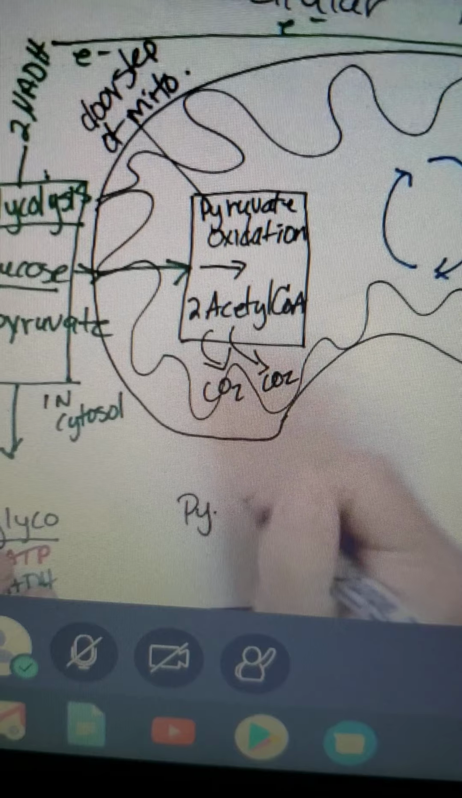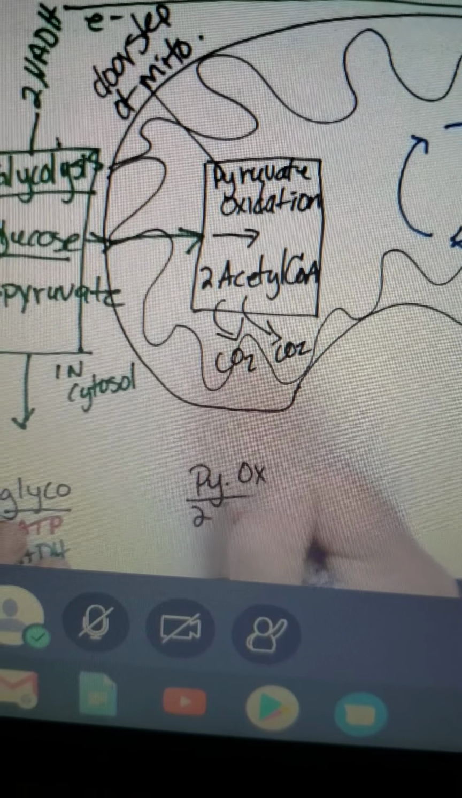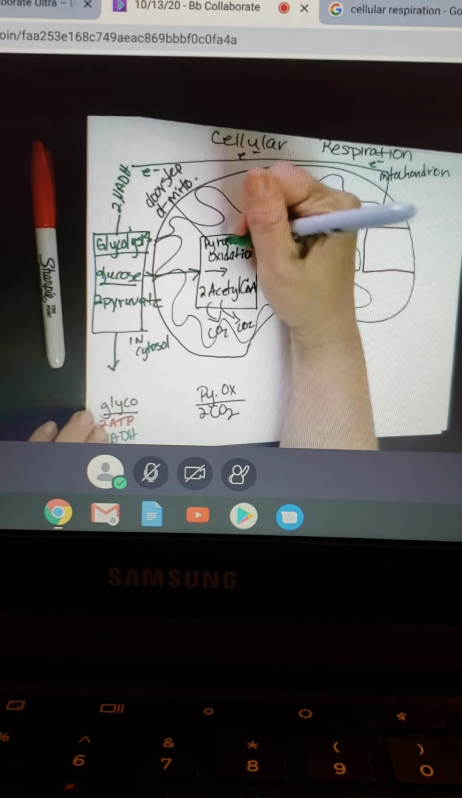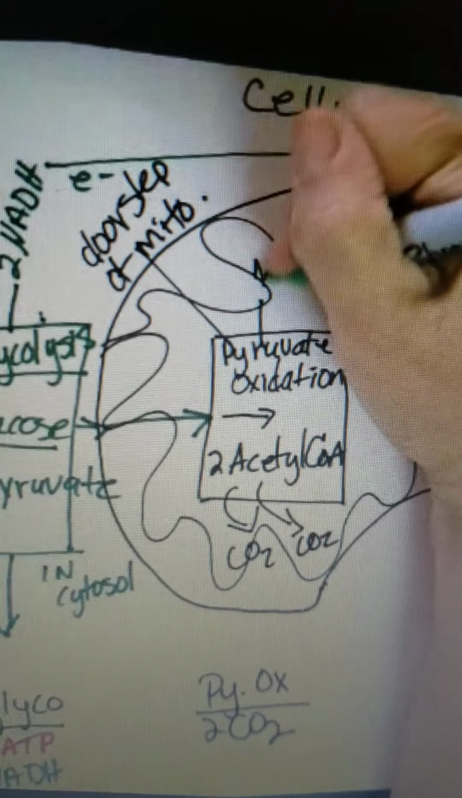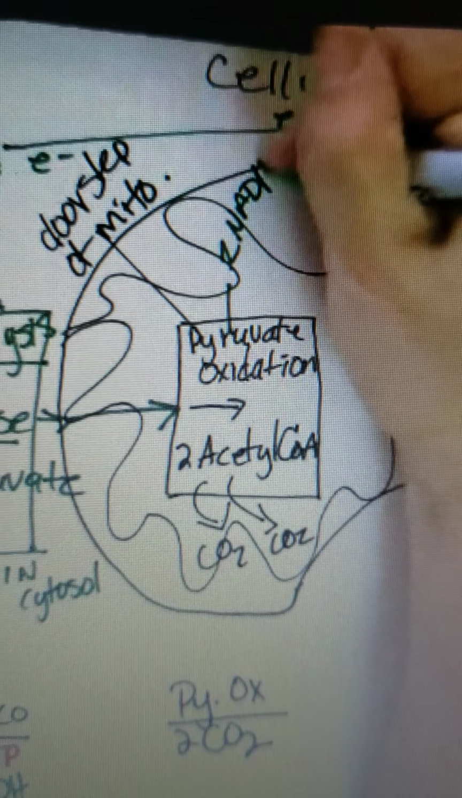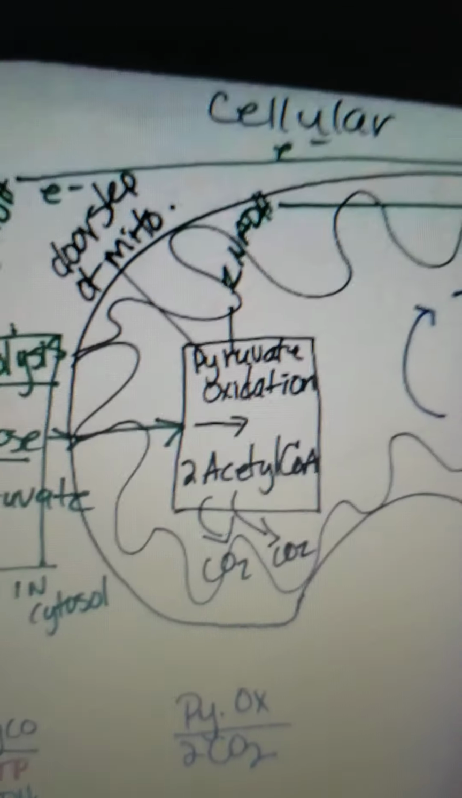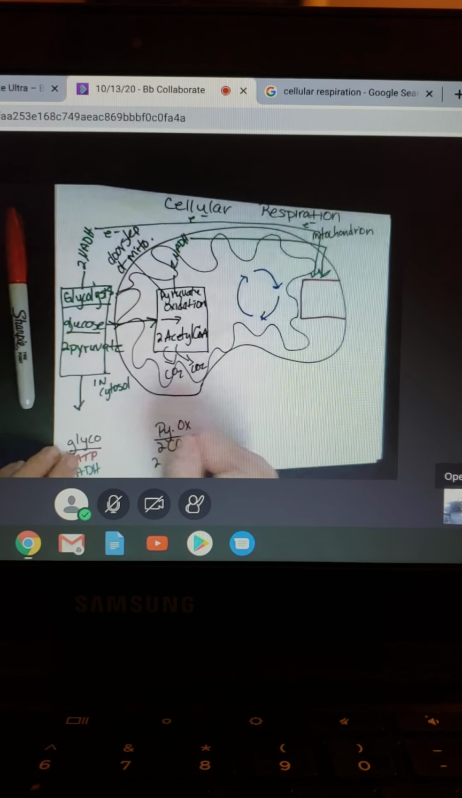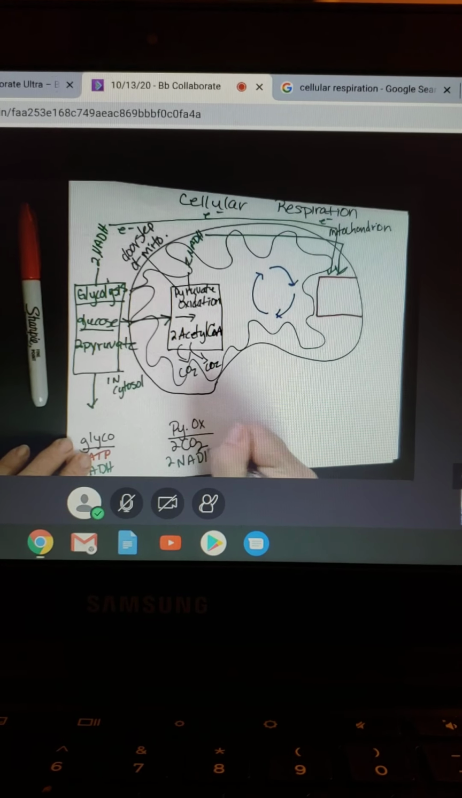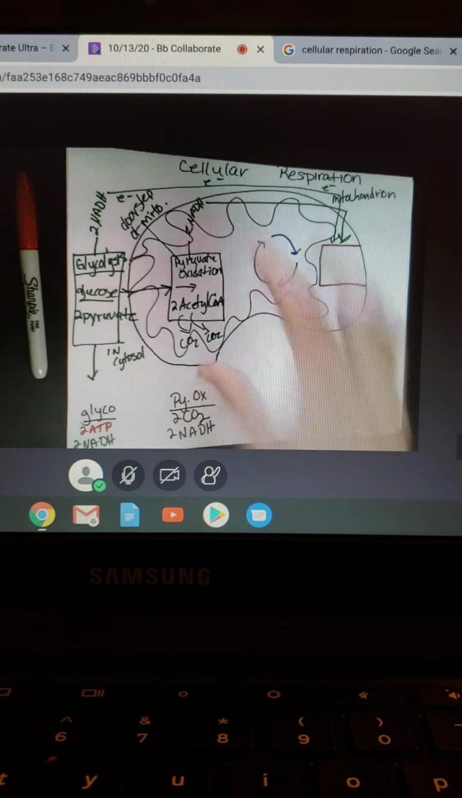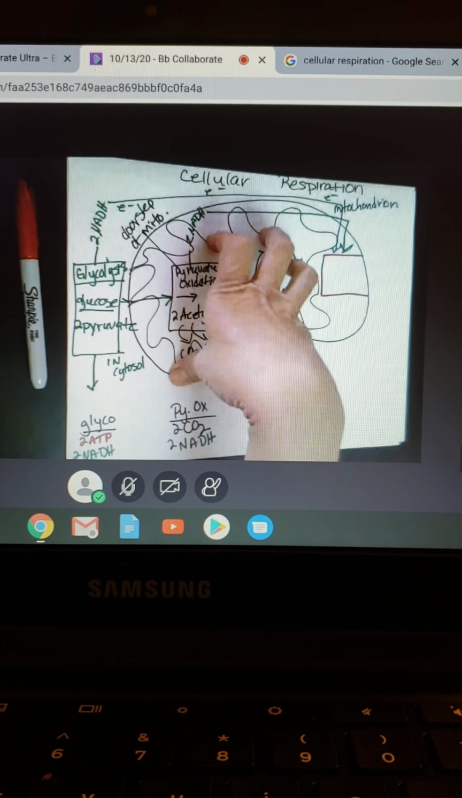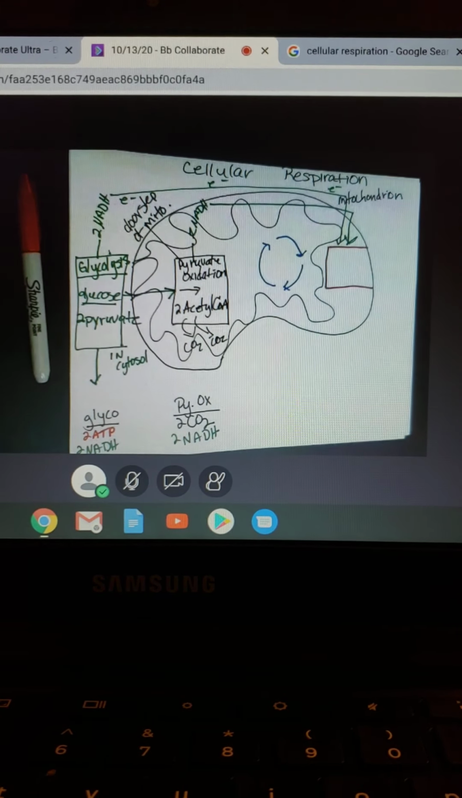So we've got pyruvate oxidation. We're going to have 2 CO2, and then we're also going to make some little energy carriers here as well. So we're going to make 2 more NADH. And NADH is that electron carrier, okay, is going to carry the electrons over here. So it's really important. All right, y'all should be writing this down. This is your essay portion for this exam. You need to write this down, okay? This is half of it.